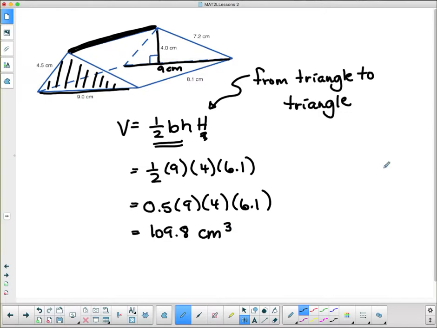And now you have a worksheet where you're going to calculate the volume of a whole bunch of shapes. And then there's a few word problems. Now, if you get hung up on the word problems, that's a good time to have a discussion with me in class. And that's the video for today.